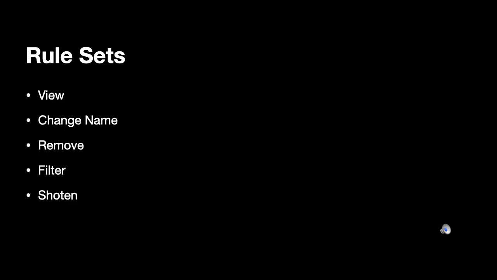View, which is the same as in cut sets, is used to view the data in front of the user. Similarly, change name is used to change the name of the set. Similarly, remove is also the same as in cut sets, which is used to remove the redundant data from the rule sets. The next functionality which came in the queue is filter.